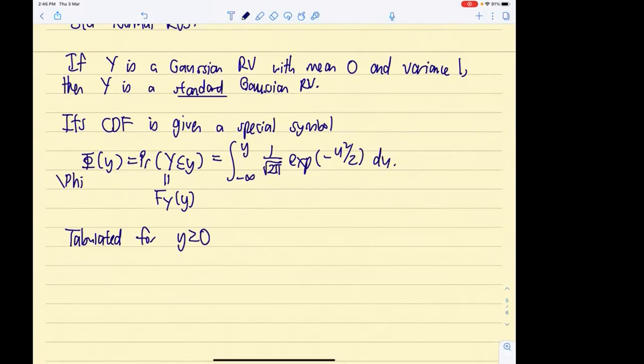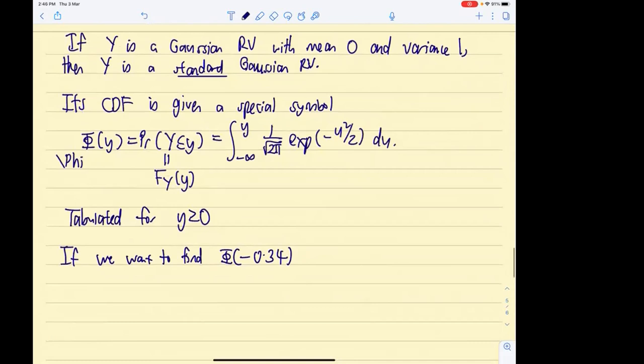How about y less than or equal to zero? We don't have that. So suppose we want to find phi of minus 0.3, for example, maybe 0.34. Okay, what do we do? Do we give up? No, we don't give up. Because phi of, say, minus 0.34 is the probability of a standard Gaussian less than minus 0.34.